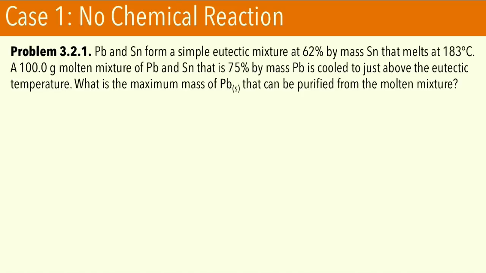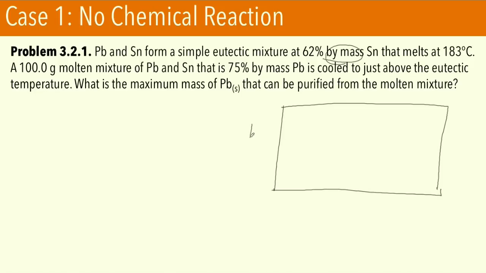In order to analyze this problem, it's probably helpful to draw a very quick sketch of the phase diagram. Note that in this particular example, we're dealing now with by mass as our unit for percent composition. So here's our basic phase diagram. We have our temperature, and we also have our percent composition. We could put this in terms of percent tin.